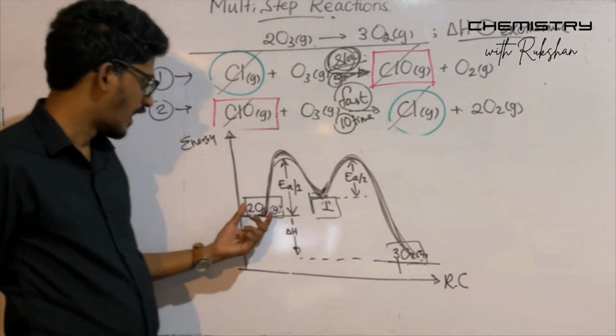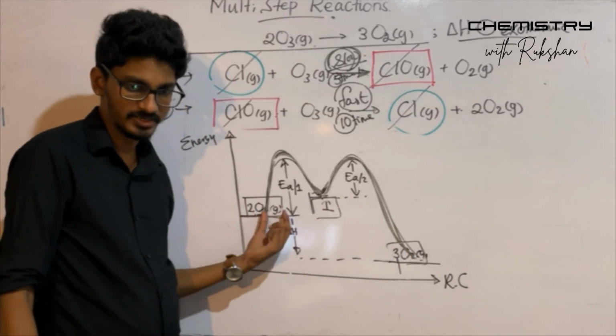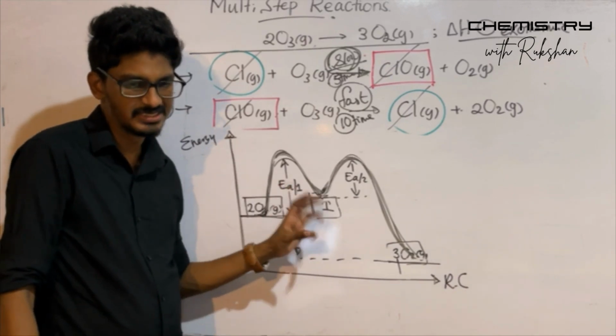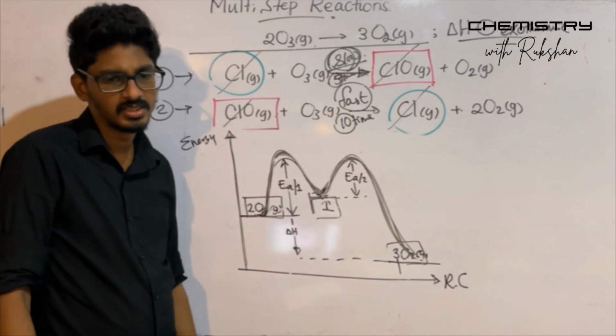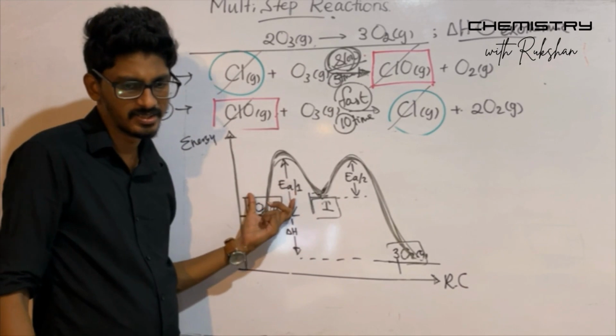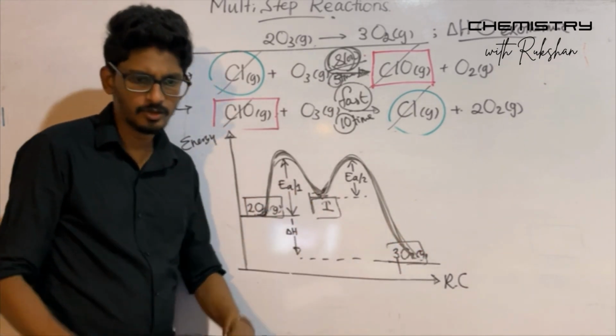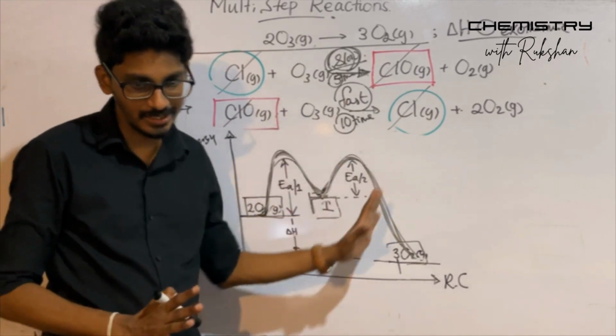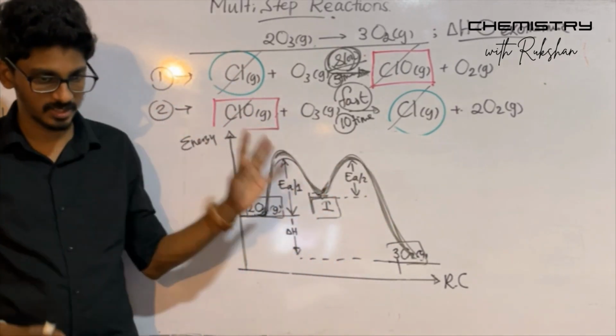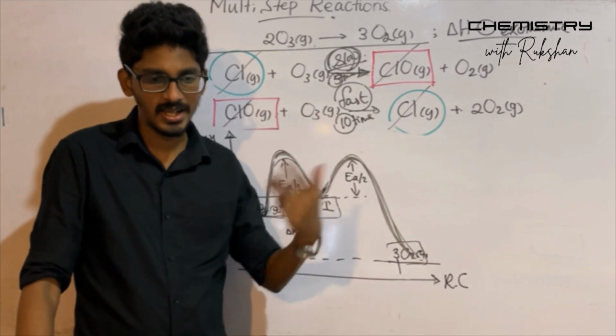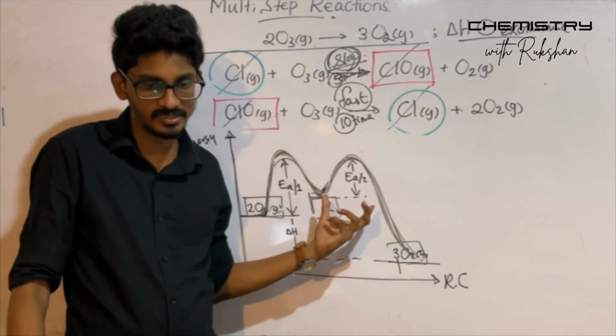I'll discuss how to write these correctly. This is not the correct diagram. This is just a simple idea. Here the intermediates appear, here the reactants appear, and here the products appear. It's a simple idea, but this is not the complete diagram, right? We'll discuss the complete diagram in the next example.